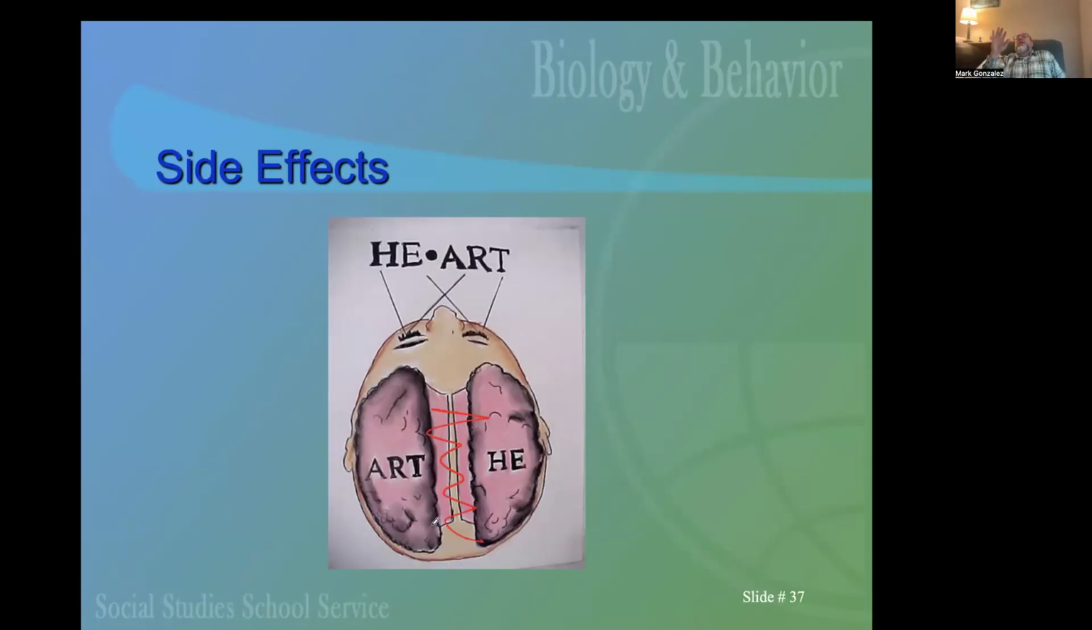When they were actually looking at words, it was actually crossing them. So they may be looking at the word heart, right? But what they were actually seeing it reversed as art he, right? So they had to have their brains retrained, and that was one of the side effects of it.